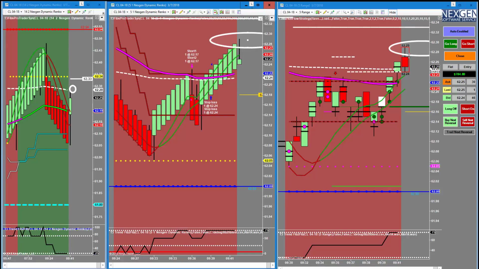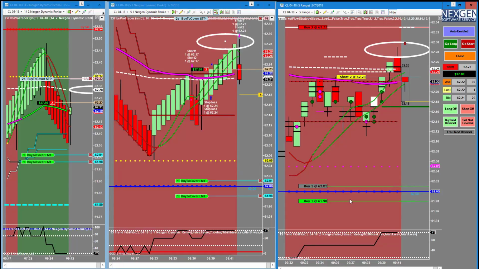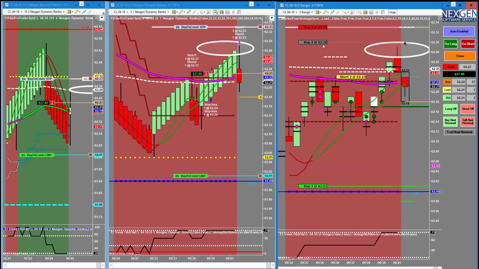I want you to see, though, the incorporation of the 165 EMA over here. So again, I turned on the system to do a short. And again, same thought process. We're going to get down to support. I want you to look at the small triggers on both of these charts. Again, 10 tick stop, that's just kind of a preset thing.